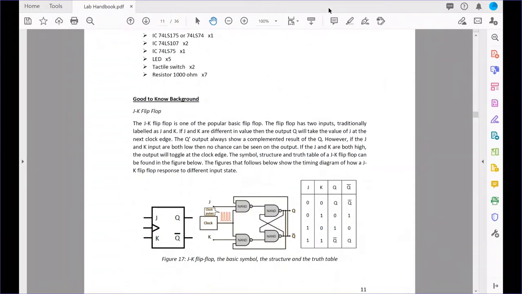Basically, you will learn these JK flip-flops in your lectures. A JK flip-flop is a device which is able to remember, to store some data. It has the present state and the next state available as outputs. For the flip-flop, there are two inputs: one is called J, another one is called K.